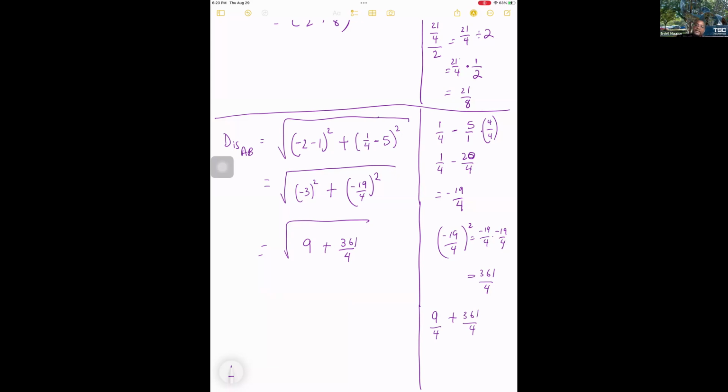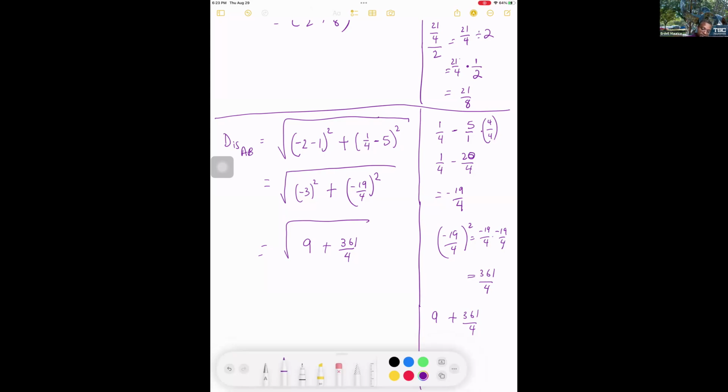But the reason why I'm doing this is that on some of the questions, they will ask for the exact answer, and then they'll ask for the approximated answer. And you need to be able to do both. So you do need to be able to do it without the calculator. All right. Oh, my bad. This should be 9 over 1.